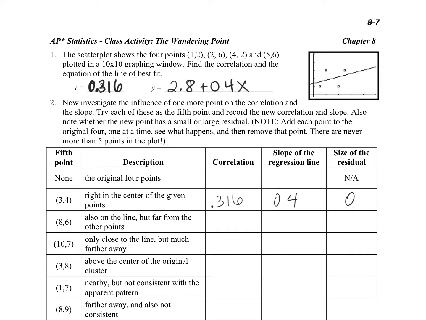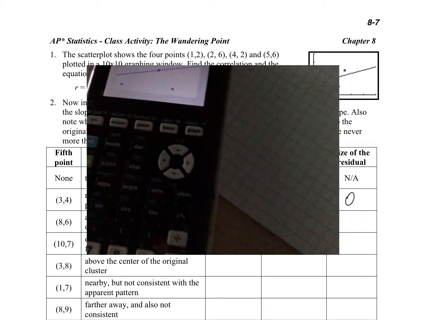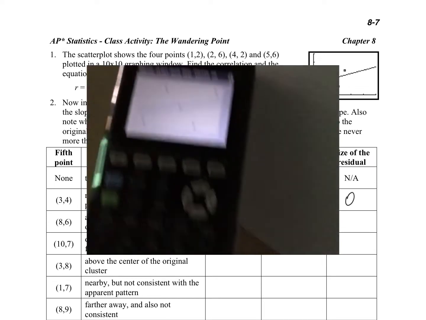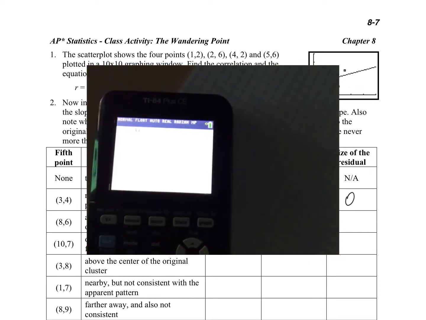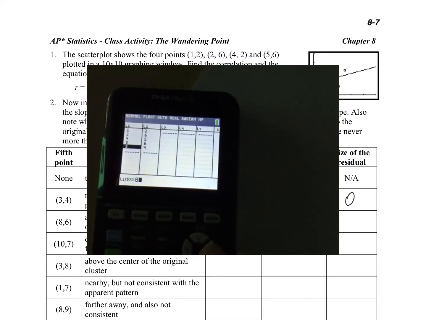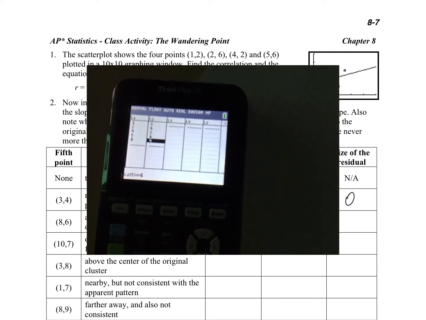Now, you're going to take that point 3, 4 that was on the line right in the center, and you're going to replace it with 8, 6. So we are only going to have 5 points at one time on this graph. So we're going to go back to my list. I'm changing my X to 8 and my Y to 6.